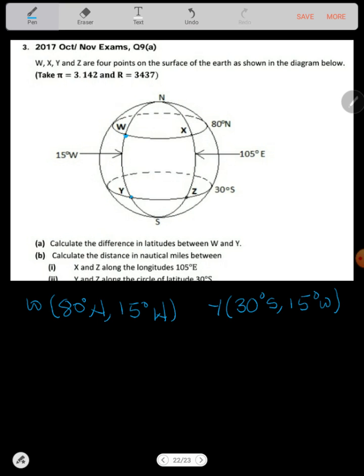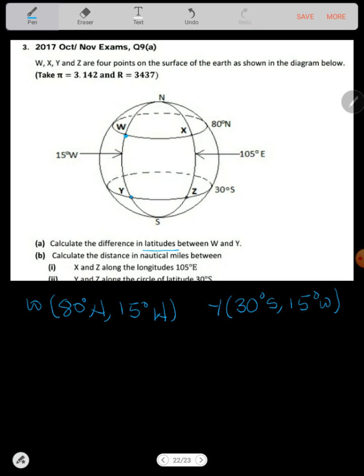Now we have the coordinates for W and Y, and they said find the difference in latitude. They said in latitude because these two are on the same longitude, hence the difference there is 0. So you can only find the difference in latitude, and you can tell that W is in the north while Y is in the southern hemisphere. So these two are in different hemispheres, and when two places are in different hemispheres, you add the coordinates.